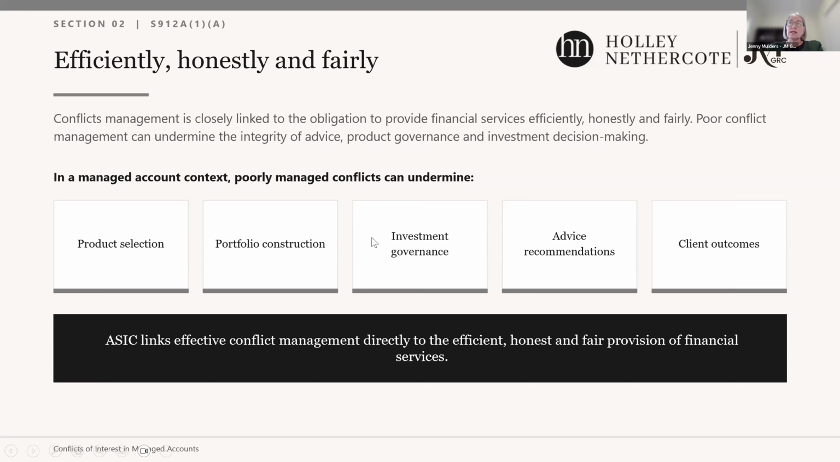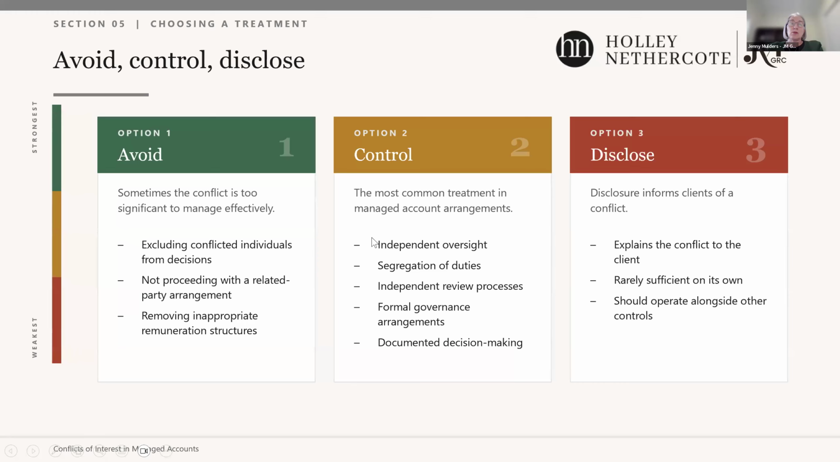So what we want to talk about next is the treatment of a conflict. So you've gone through your process, you've talked at the governance levels, you've talked at your operational levels, you've identified some real, actual and potential conflicts. So what are you going to do about it? So we call this a treatment plan.